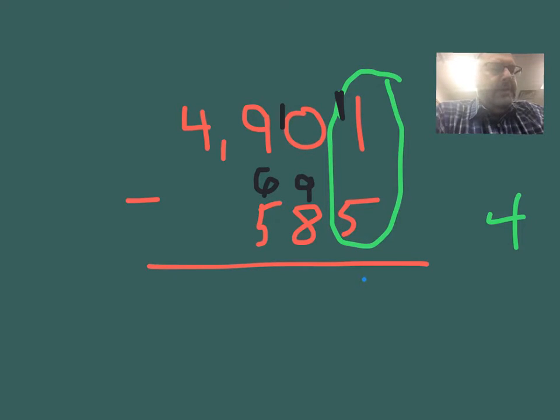11 minus 5 is 6. 10 minus 9 is 1. And 9 minus 6 is 3. And we just bring down our 4 and the comma. Alright, you might need to repeat this video, but I am going to show you another example, so we'll pause here.